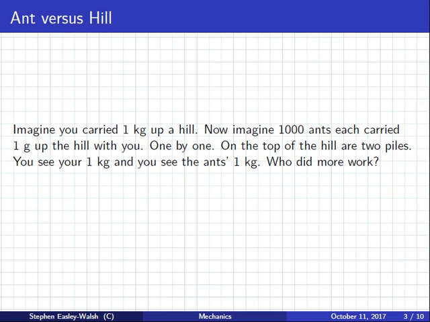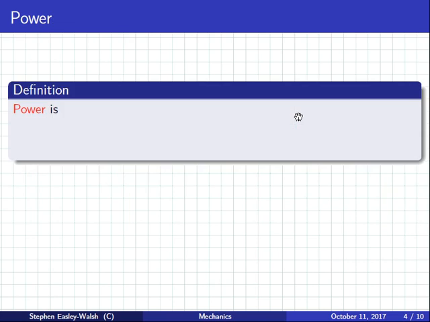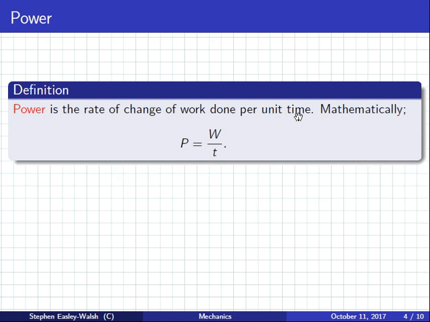But something feels wrong because we feel there's something different between the two pictures. And the difference is that the time for the ants to do this work is more than the time for you to do the work. So it's not only work that's important, but how quickly you can do the work, the time for the work. So this gives us the idea of power. So power is the work over time. Work per time. It's the work done per time, and as a formula, it's work over time.